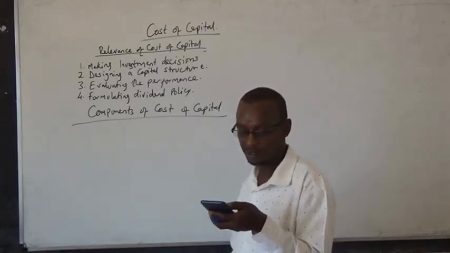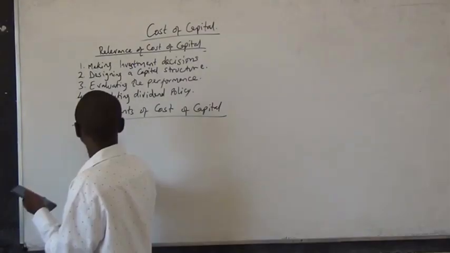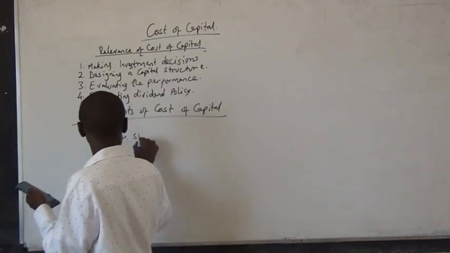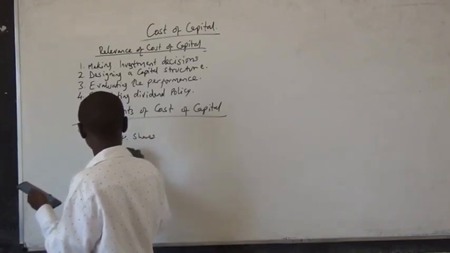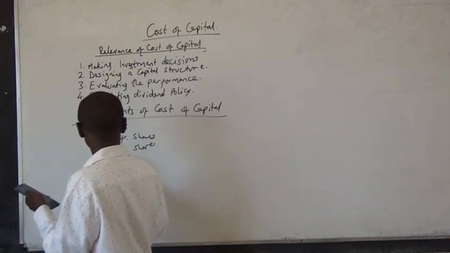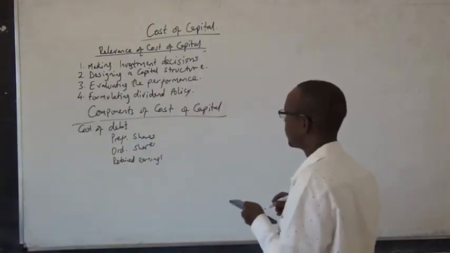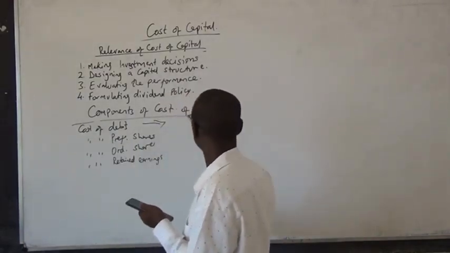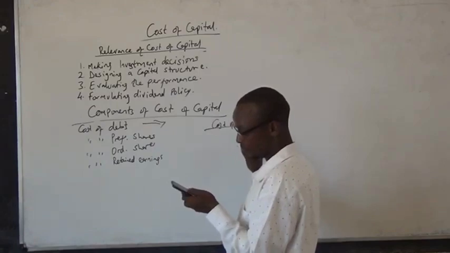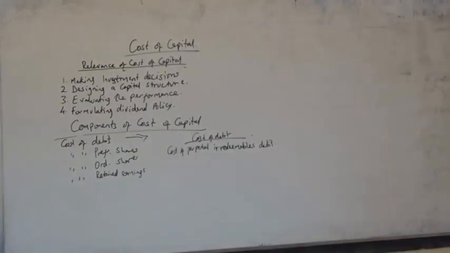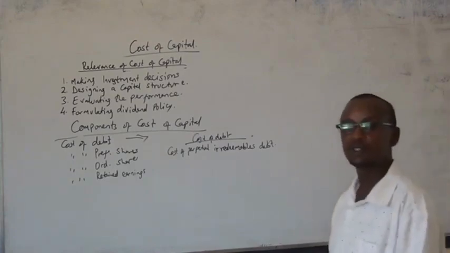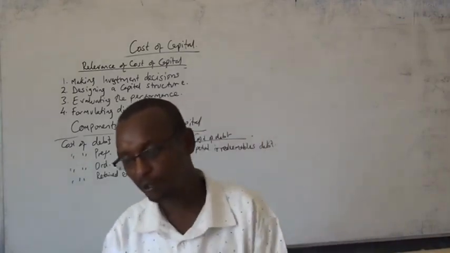Those are the components. So we have to look at the costs of debts, preference shares, ordinary shares, and retained earnings. We go by each. The cost of debt. They include what? Costs of debt. We have the cost of perpetual irredeemable debts. So debentures, it's a debt. Just like the way we issue shares, the company can issue debentures.